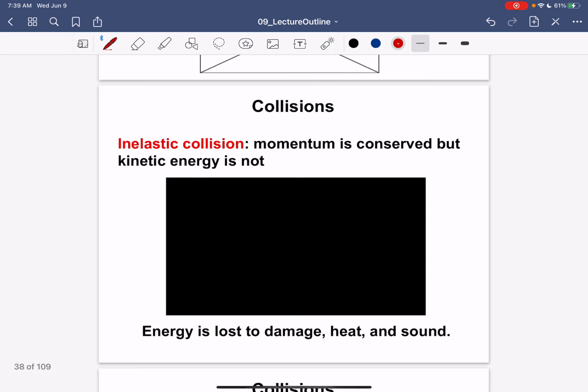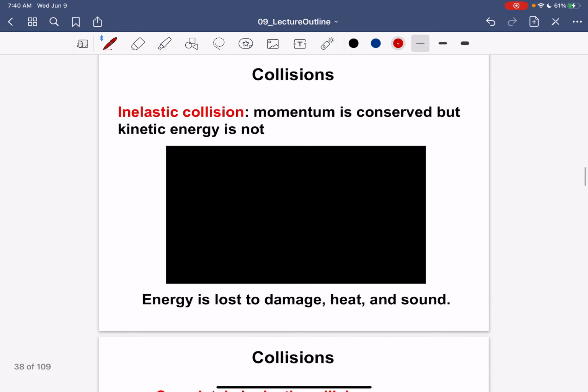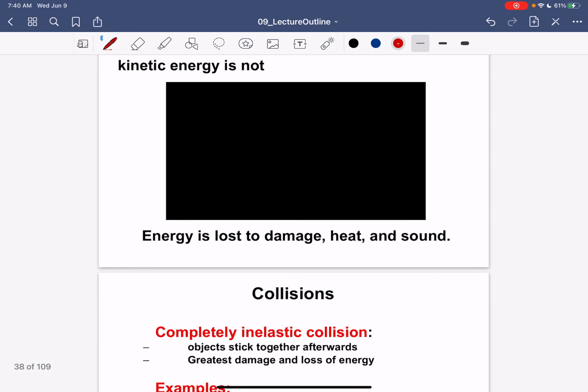Now, in inelastic collisions, momentum is conserved, but kinetic energy is not. Energy is lost to damage, heat, or sound. I will not say lost. I like to say converted to damage, heat, or sound, and maybe light. I like to say that energy is dissipated, converted into forms that can't be reused. And this is why we don't like it.